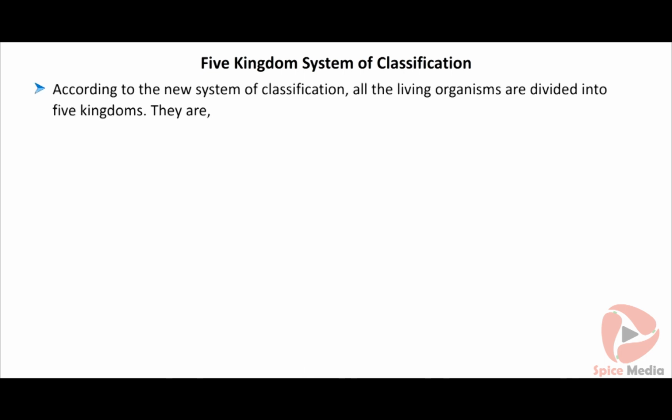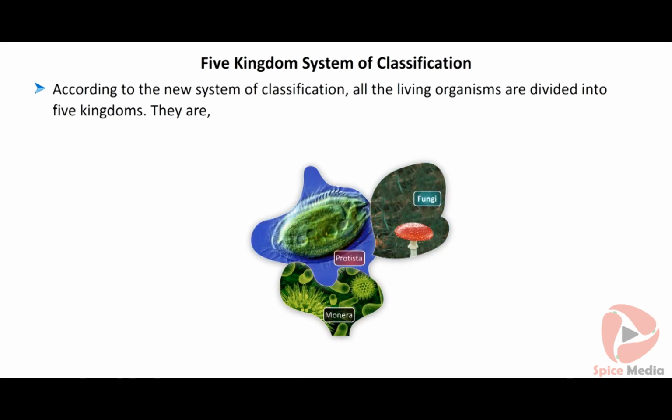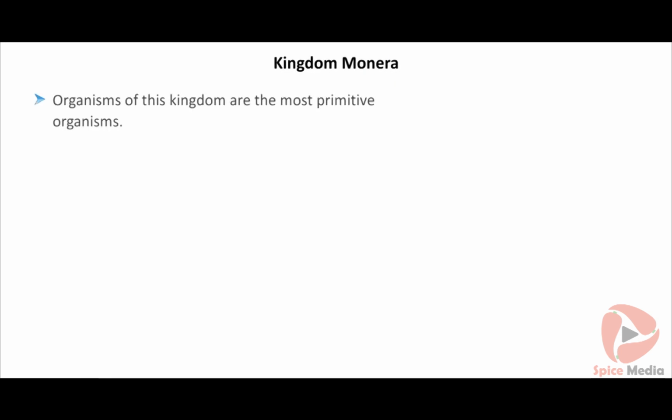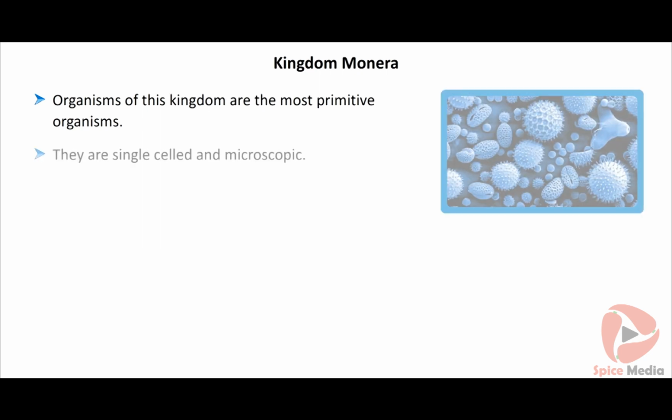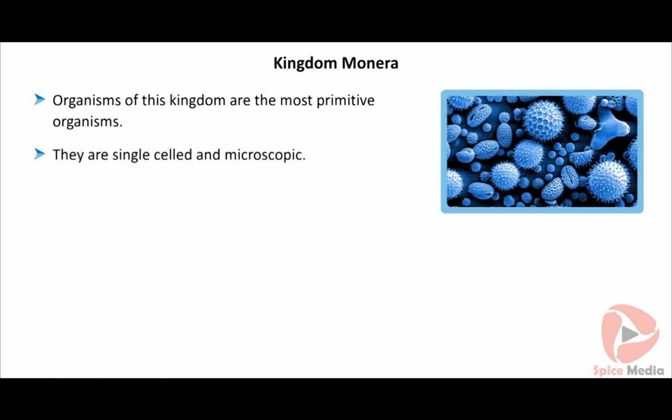5-kingdom system of classification. According to the new system of classification, all living organisms are divided into 5 kingdoms. They are Monera, Protista, Fungi, Plantae and Animalia. Kingdom Monera. Organisms of this kingdom are the most primitive organisms. They are single-celled and microscopic.